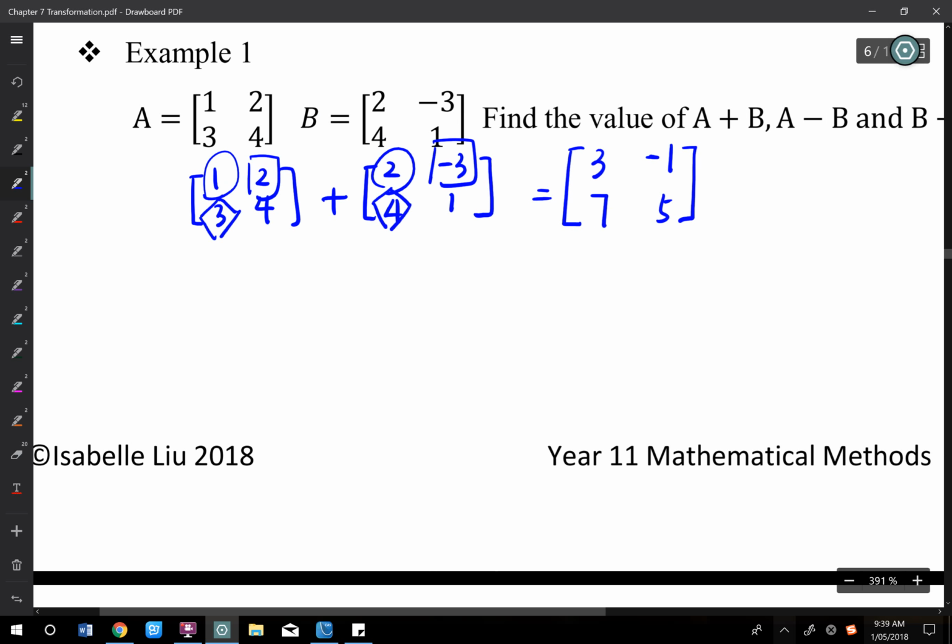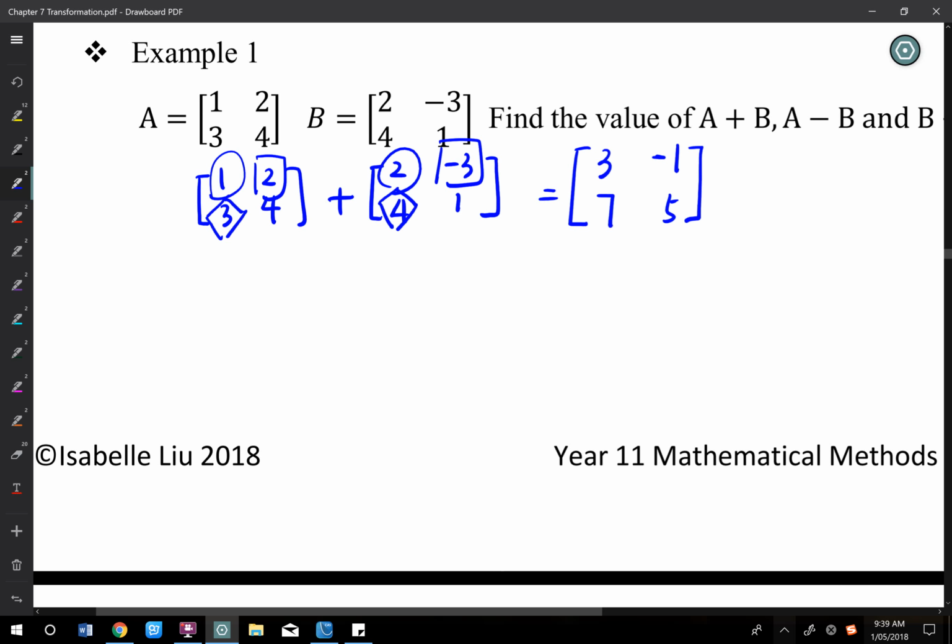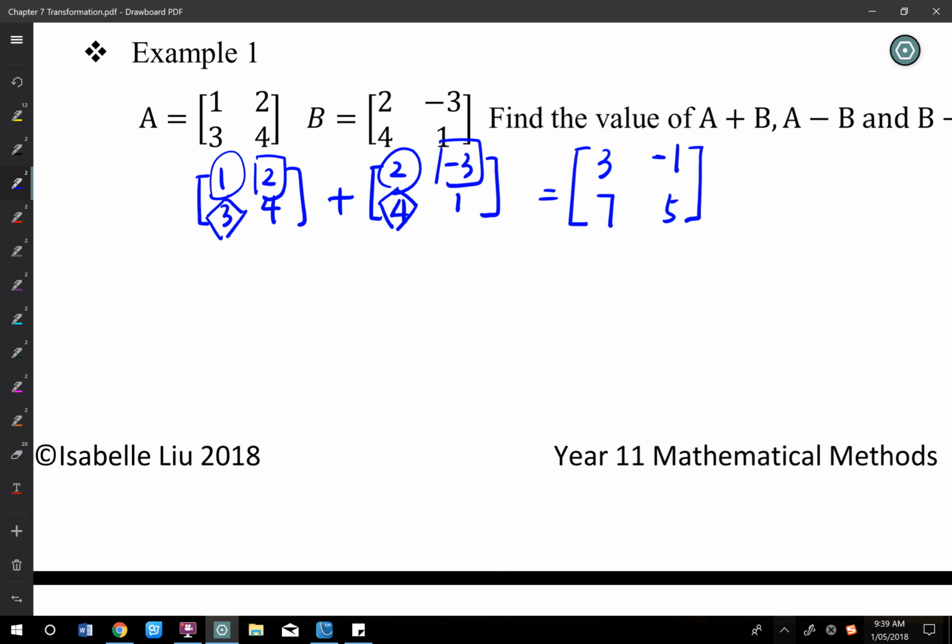Okay, now I want you to find A minus B and B minus A. Same as addition. You just subtract the number at the same spot and write it at the same spot for the answer. Okay, find A minus B and B minus A.